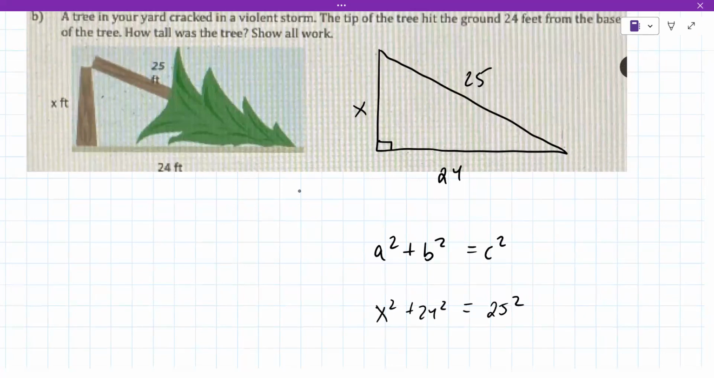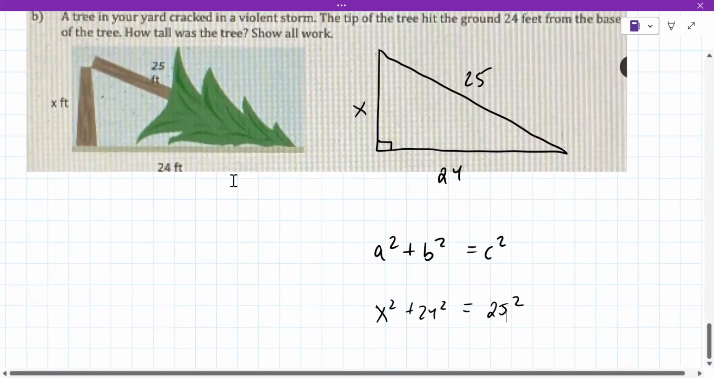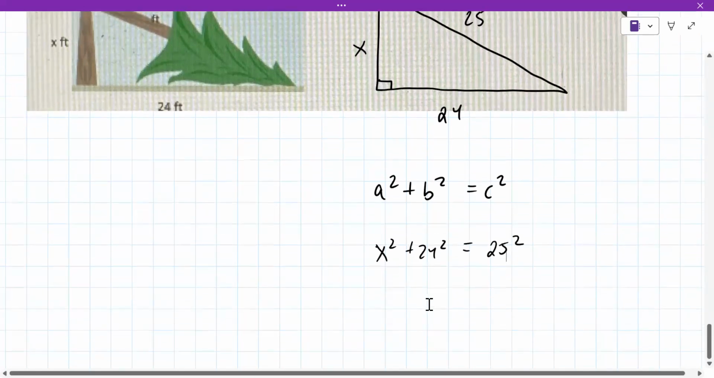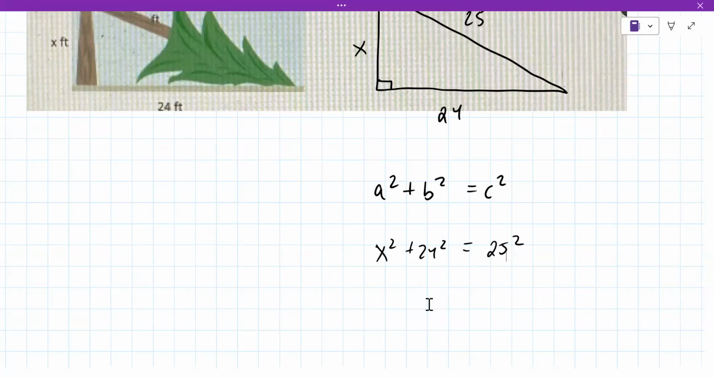Wait a second. Okay, I got 1,201. This one works out nicely. Remember, you're finding A. You've got to square. I did not look at that smart. Yeah, wait, that's my bad. I typed it out wrong.